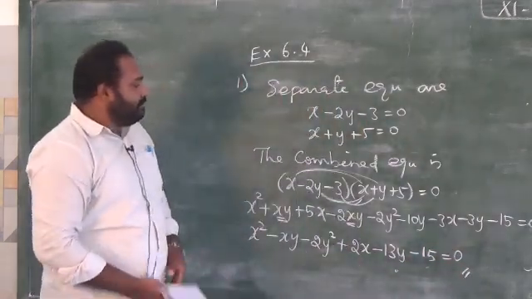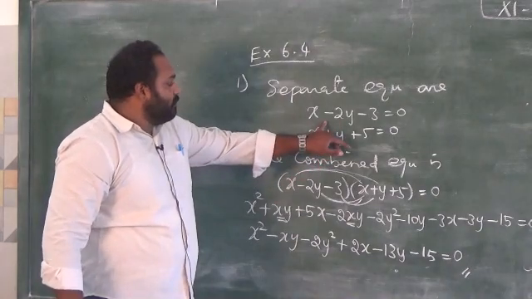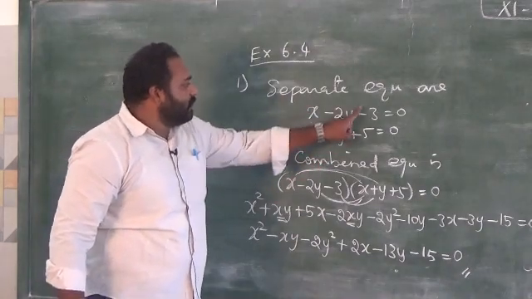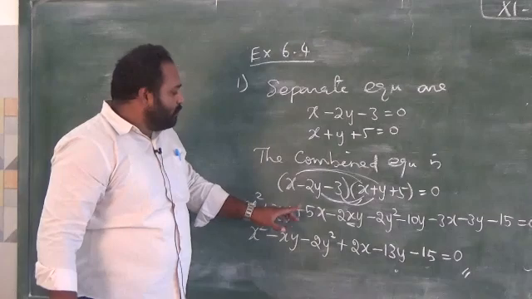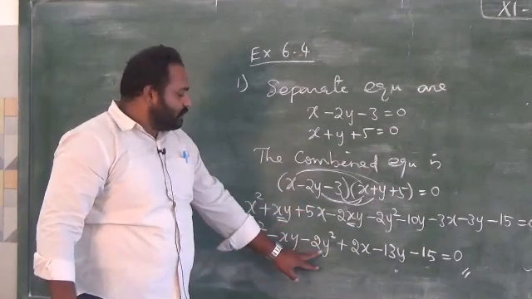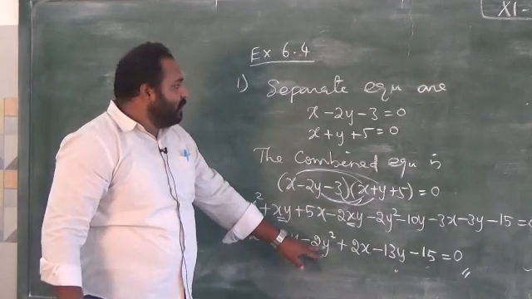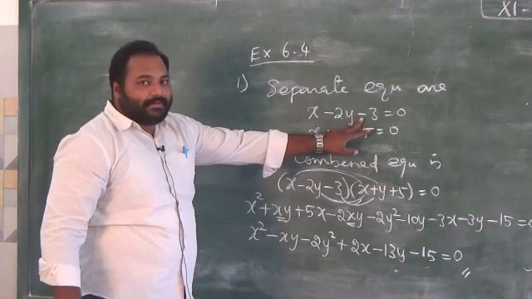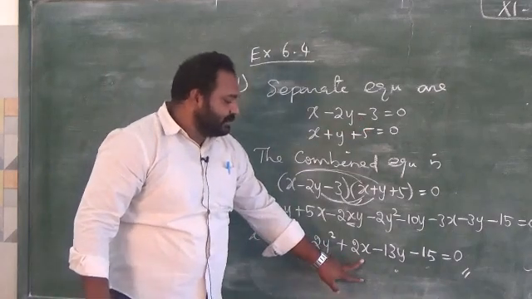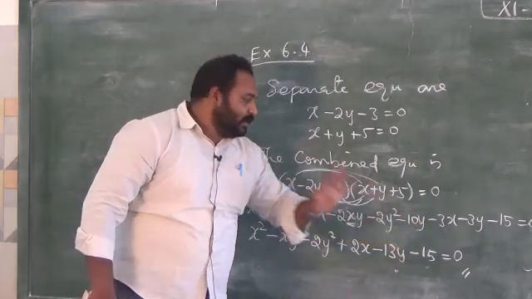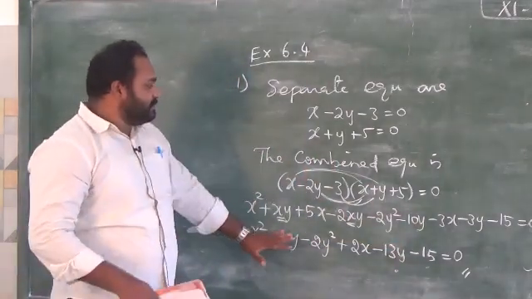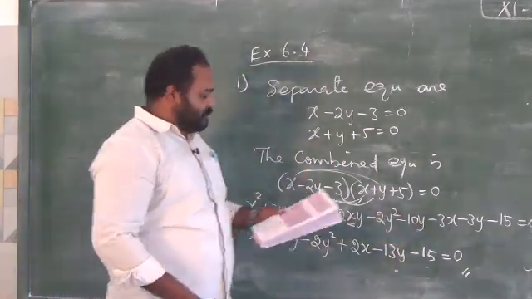I told you already, when you do not get a constant in the separate equations, you will get only x square term, xy term, y square term. If you have a constant in the separate equations, we will have extra terms: x term, y term and a constant term. So this is the required equation for the first question.